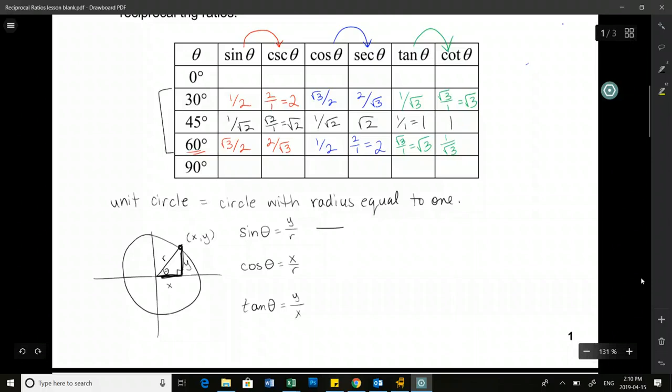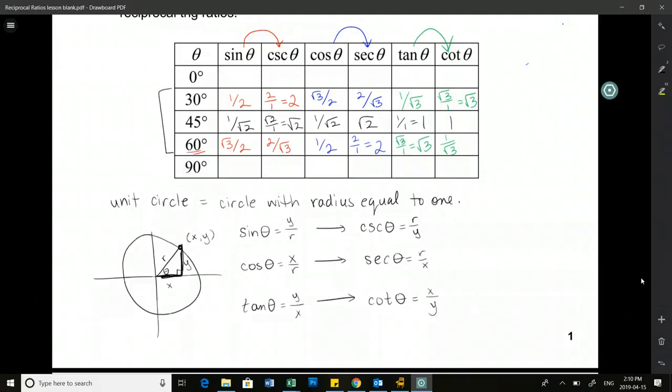We can also set up the secondary trig ratios in terms of x, y, and r. That would mean that cosecant is equal to r over y, secant is equal to r over x, and cotangent of our angle is equal to x over y. Okay, so here's the idea. I have a unit circle here, along with my angle measurements that we've been using for the past few days.